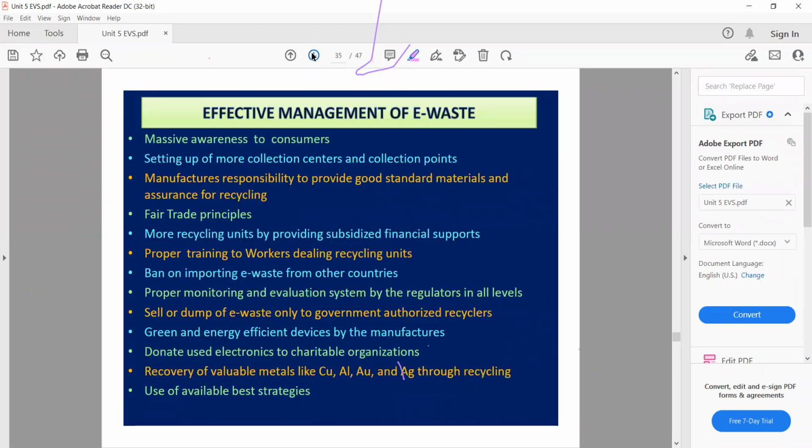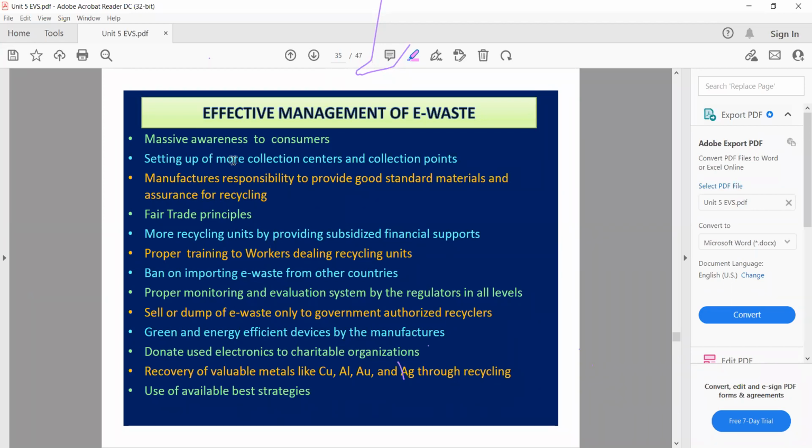Fine. Now, effective management of e-waste. How do you manage? Massive awareness to consumers. The consumers must be made aware. Setting up of more collection centers and collection points. Manufacturers' responsibility to provide good standard material. The material with which the good is made, that should be of a good quality, should not be cheap. Provide good standard materials and assurance for recycling.